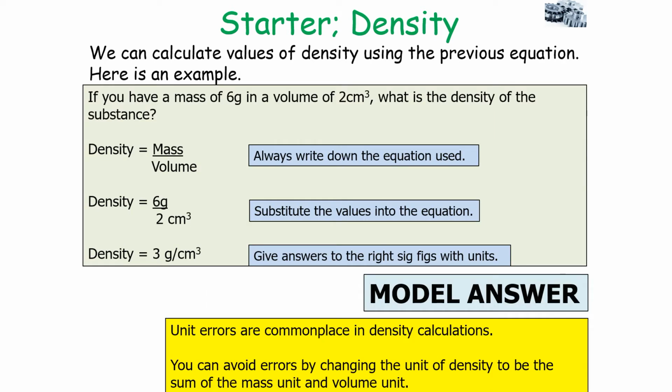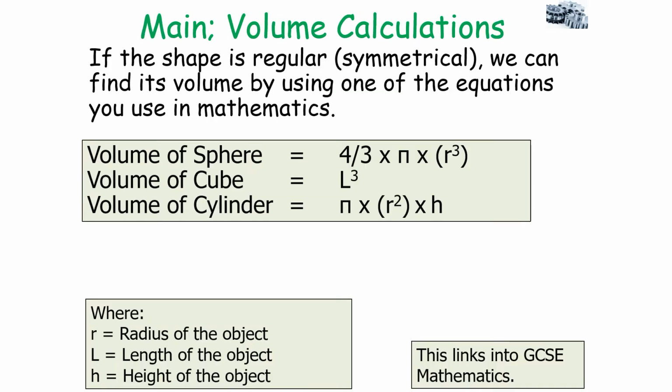Now to work out density, what we say is we write the equation density equals mass over volume, we place the values into the equation, and we write our answer with the correct significant figures and the correct units. Now if the shape is symmetrical or regular, we can find its volume by using one of the equations you use in mathematics. So volume of a sphere is equal to 4 over 3 times pi times r cubed, where r is the radius of the object, a volume of a cube which is equal to L cubed, where L is the length of an object, and the volume of a cylinder, which is given by pi times r squared times h, where r is the radius of the object and h is the height of the object.